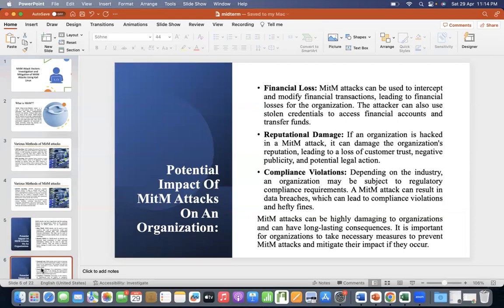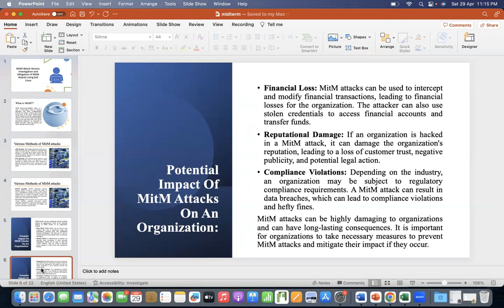And next, financial loss. Here, attackers can intercept and modify financial transactions, leading to financial losses for the organization. And coming to reputational damage, if an organization is hacked with a man in the middle attack, it damages the organization's reputation, leading to the loss of customers' trust, negative publicity, and potential legal action.